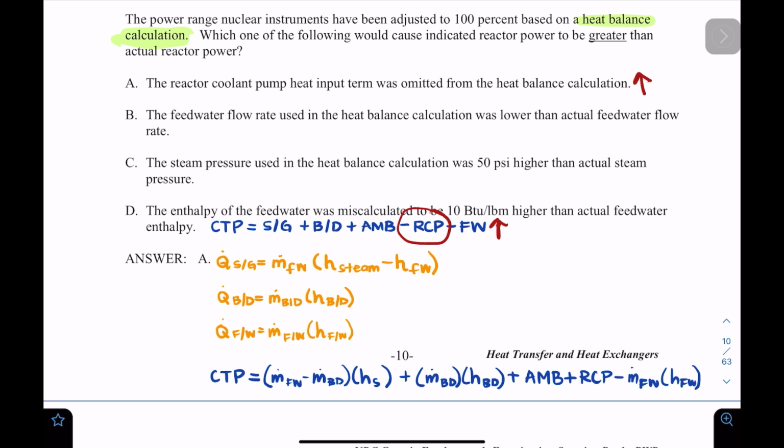So if the feed water flow rate in the heat balance calculation is lower, it's like this. This one is lower. I mean, we won't have a significant change probably. I mean, it's affecting both sides. And now the steam pressure used in the heat balance calculation was 50 psia higher than the actual steam pressure.